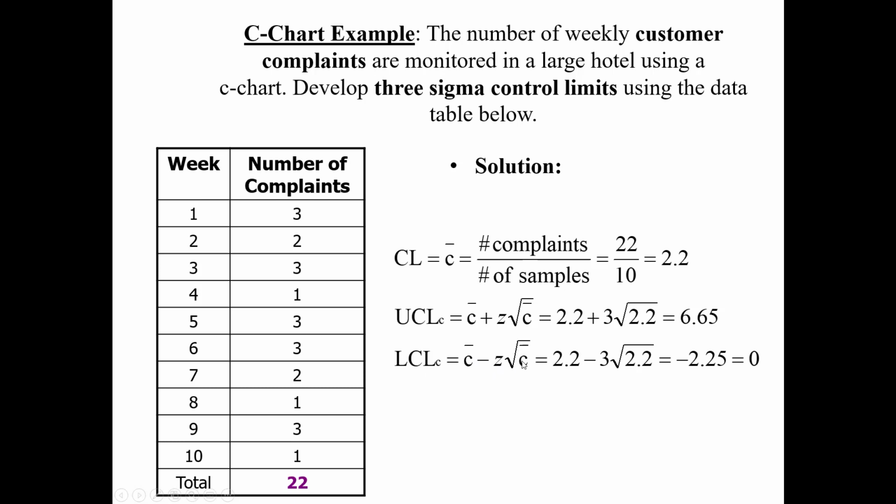And the lower control limit is C bar minus Z square root of C bar, equal to 2.2 minus 3 square root 2.2. So this is minus 2.25. Basically, the complaints will start from 0, to 1 complaint, to 2 complaints, to 3 complaints, because complaints will not be negative, so that is why we will start from 0.